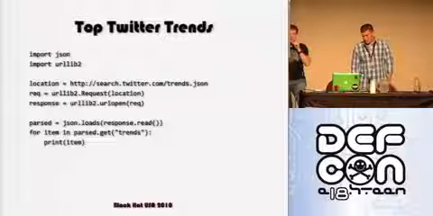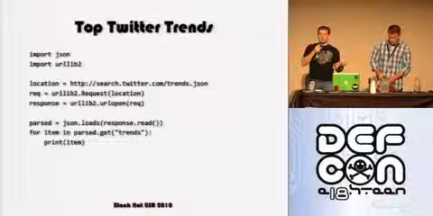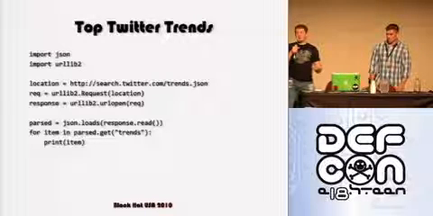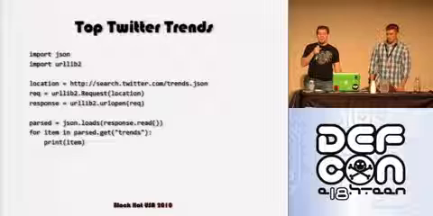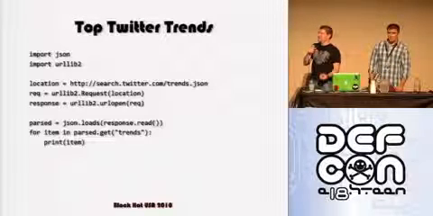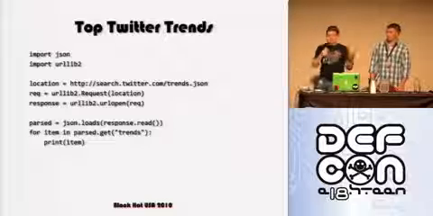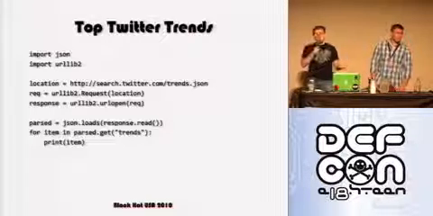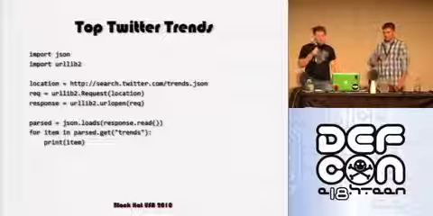JSON is obviously very popular now. JSON maps pretty much directly to Python types. A JSON object is a Python dictionary, and a JSON array is a Python list, so it makes it really nice. As of Python 2.6, JSON is built into the standard library. This is just a couple lines of code. We'll go out to Twitter, grab all the current trends and print them out for you. Pretty simple.